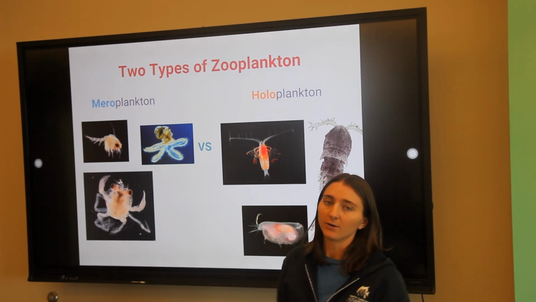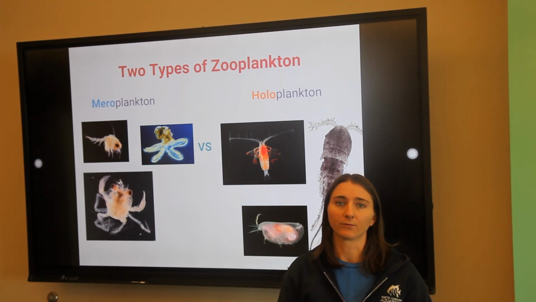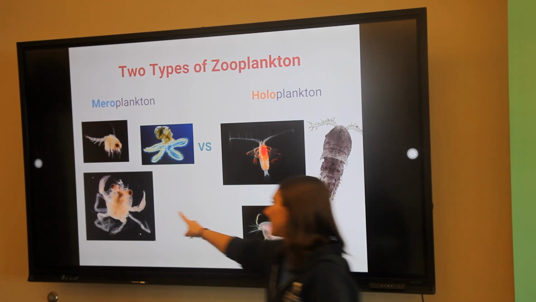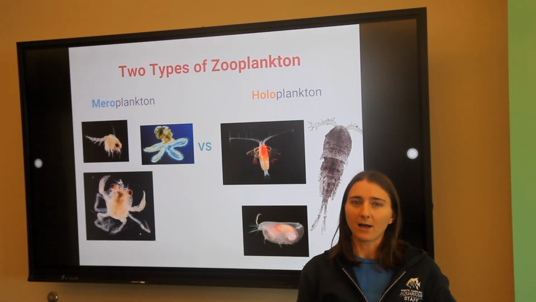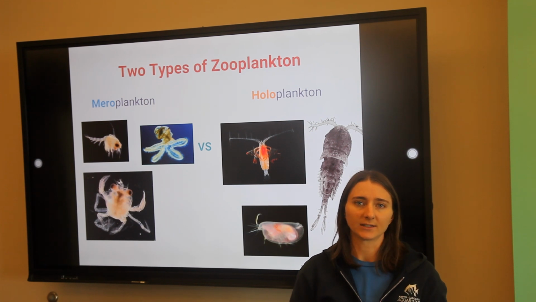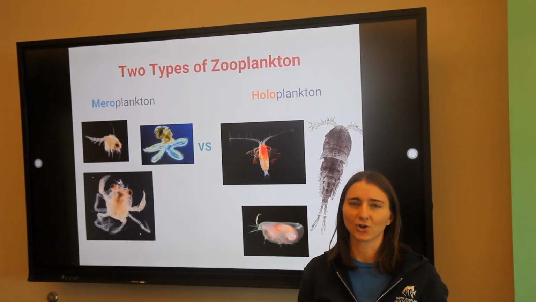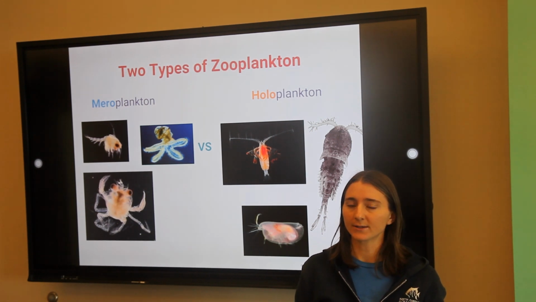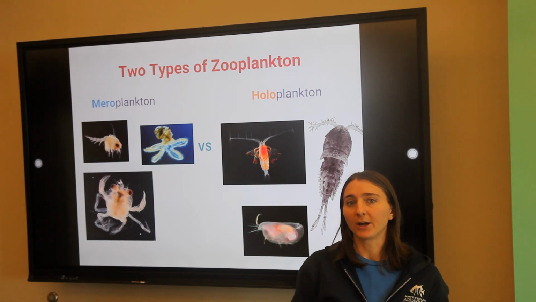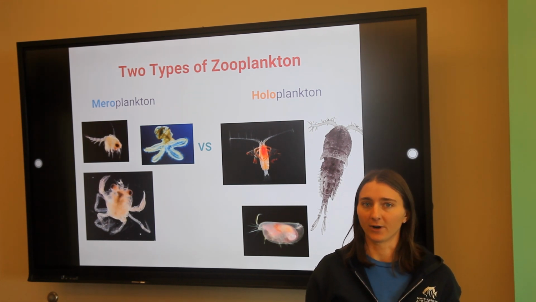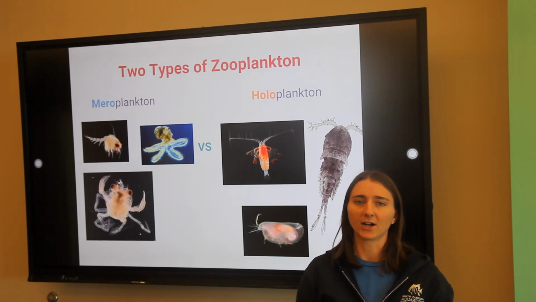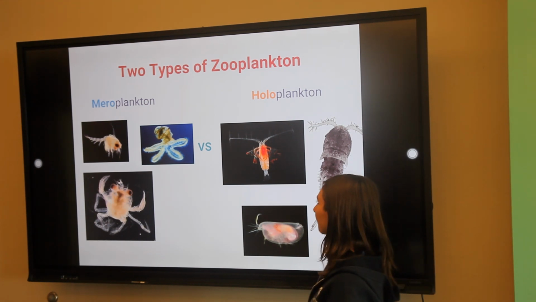Meroplankton, however, they're only going to be planktonic when they're really little. So this animal right here, for example, is a crab. A baby crab is going to be planktonic because it's floating and drifting. It's not strong enough to swim wherever it wants. But as it grows up to be bigger and older, it becomes nectonic so that it can swim around wherever it wants. So it just has a planktonic phase of its life.